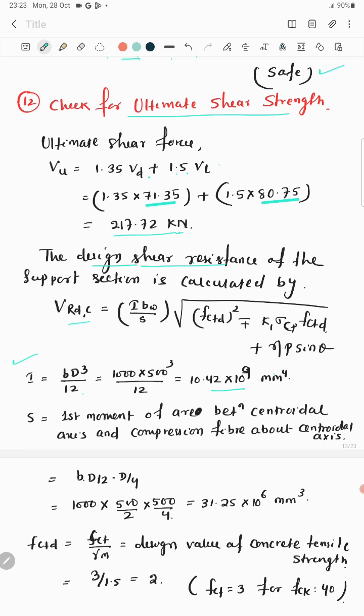Then S is the first moment of area between centroidal axis and compression fiber above the centroidal axis, which is equal to B into the area, B into D by 2. This is B, this will be D by 2. So this is the area between centroidal axis and the compression fiber above the centroidal axis. So it will be B into D by 2 into D by 2, and this will be BD square by 8. So after calculating, we got 31.25 into 10 to the power 6 mm cube.